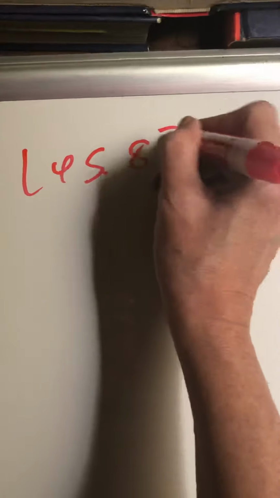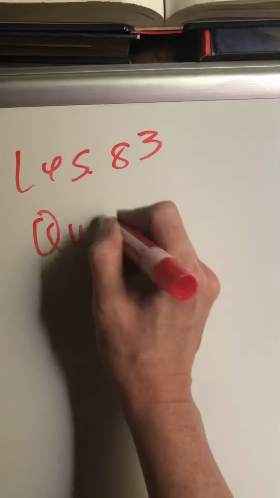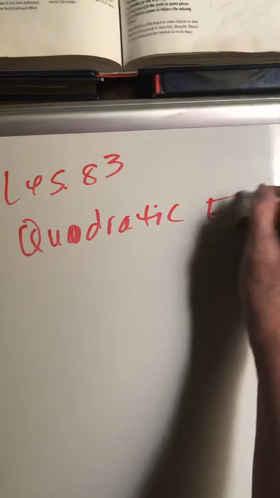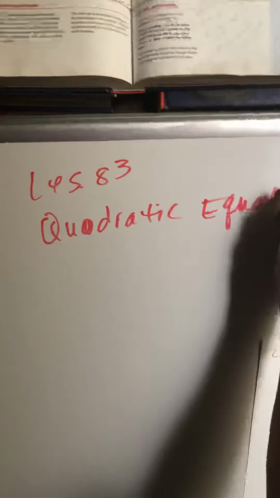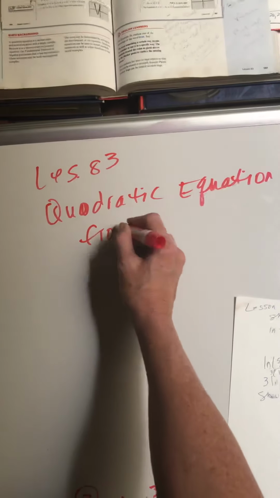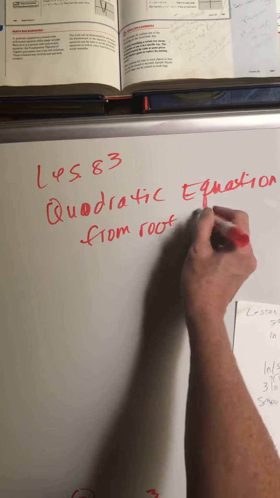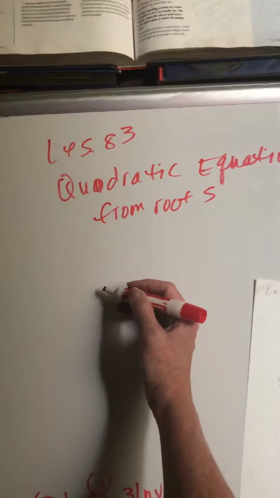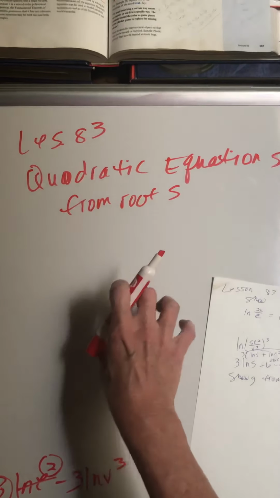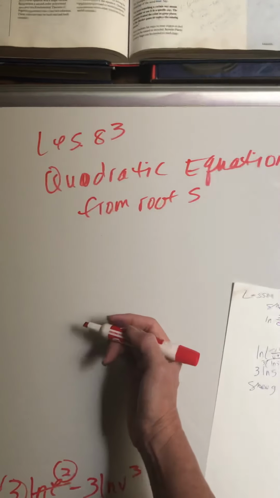On lesson 83, you're actually going to write some quadratic equations from roots. If you can FOIL, you got this one. So it's quadratic equations from roots. So we're going to be going backwards. Instead of us taking a quadratic equation and factoring and finding the roots, we're going to be given the roots and have to take it to a quadratic equation.